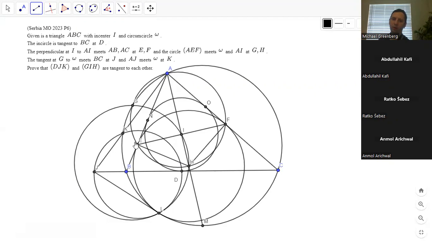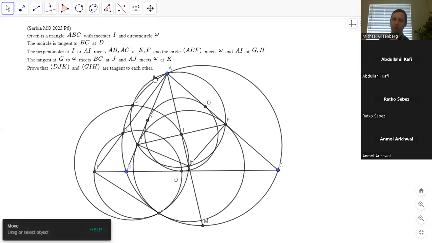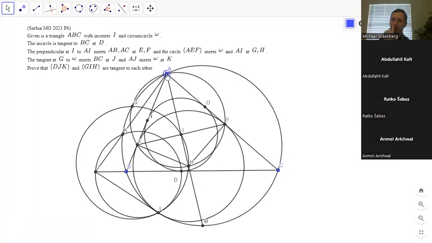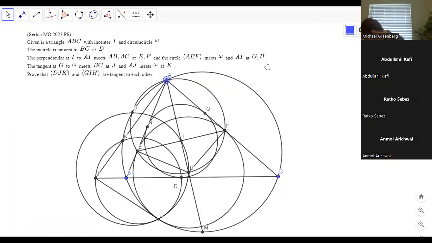You draw the perpendicular to AI, then you draw the perpendiculars to the sides through E and F, and they meet at the center of the mixtilinear incircle. I have the proof of that in a video on my channel. If you go back, it's around 50-something or 60-something. I do a video proving that.